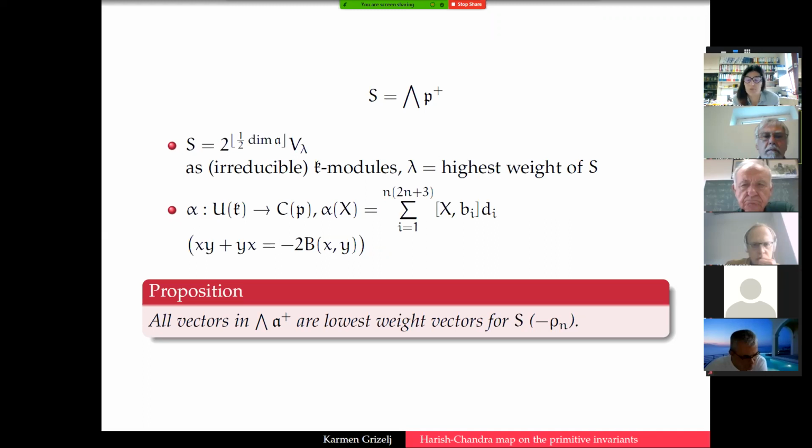Now we have a proposition that we're also going to use, which says that all vectors in the exterior algebra of A plus, which you can consider to be a spin module for A, are in fact lowest weight vectors for S, and that lowest weight will be exactly minus rho n. Let me remind you, rho n is the difference of the rho of G and the rho of K.